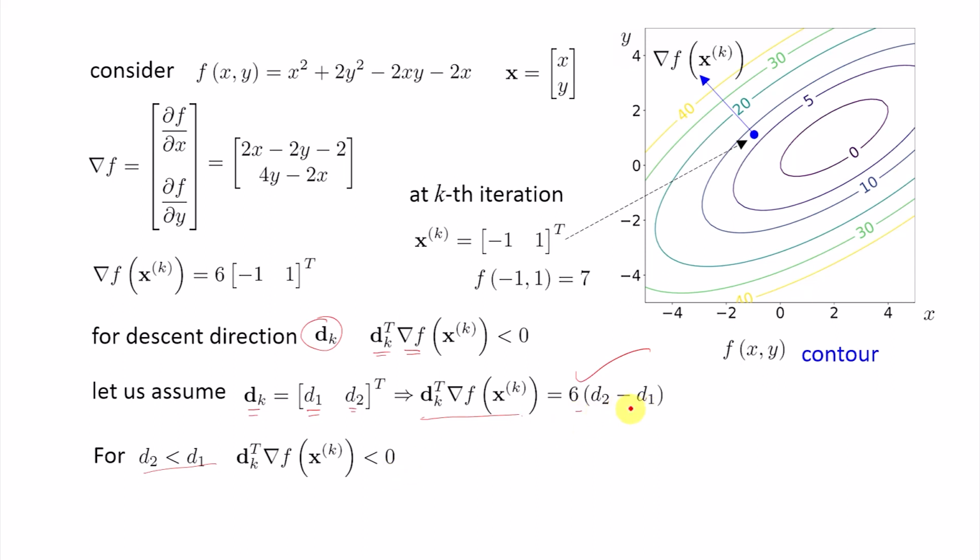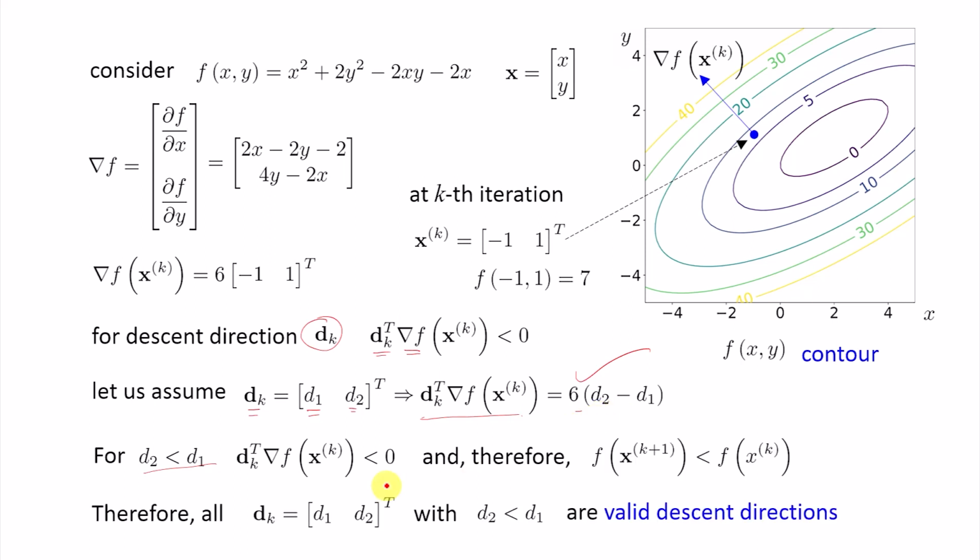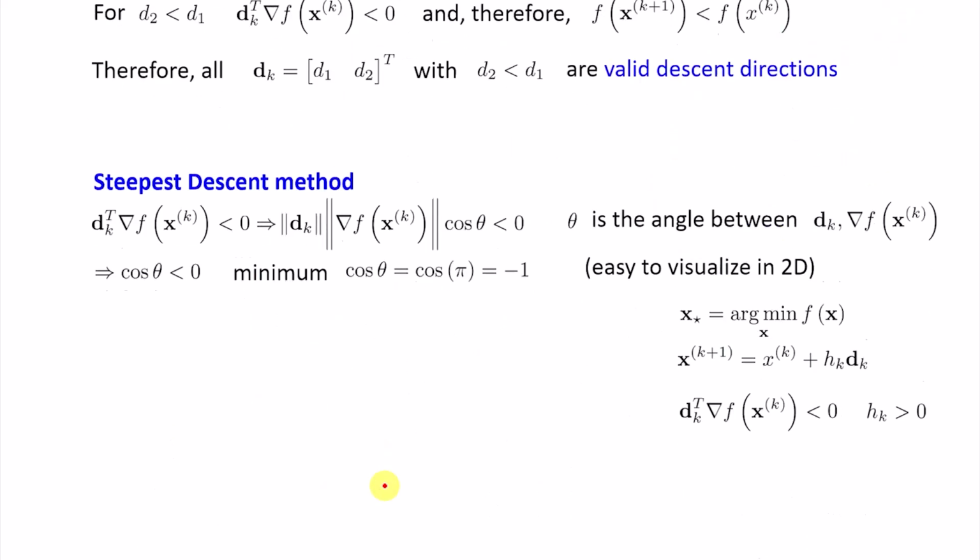for every such d1, d2 combination, I can have a feasible descent direction. So which one will I take? I can have infinitely many descent directions. Which one can I take? And there are various logics for selecting one over the other. So let us see some of them.